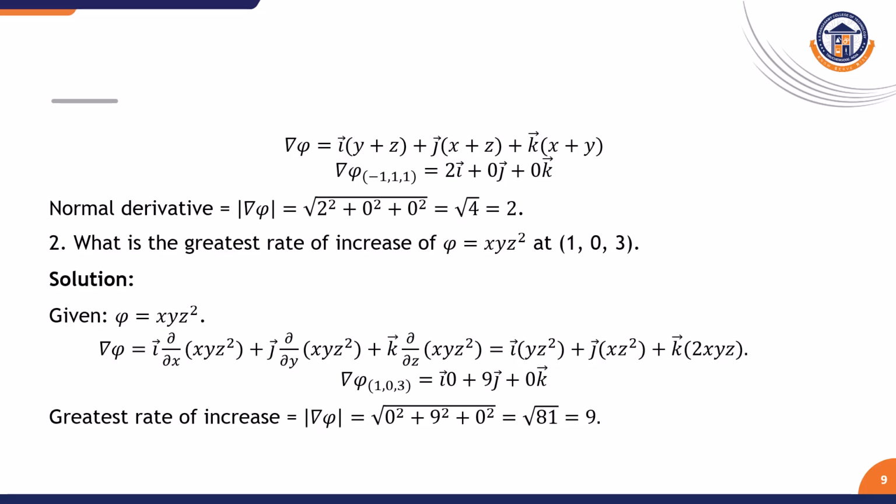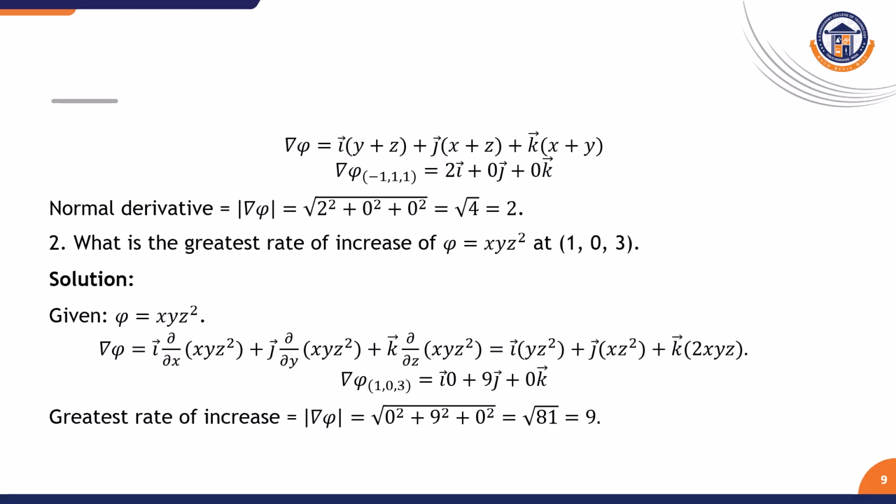So here the question is the normal derivative. Normal derivative means we just take the modulus. So modulus del phi means the square root of the square of the coefficient of i vector, that is 4, plus the coefficient of j vector, 0, so 0 square, plus the coefficient of k vector, 0, so 0 square. The answer is root 4, which is 2.